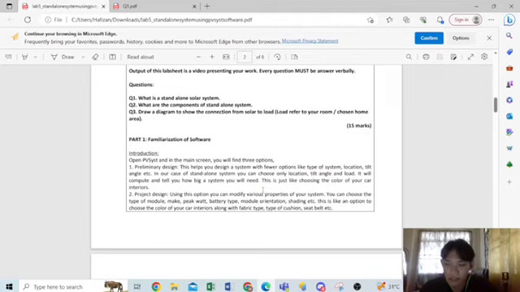Next is question 2. What are the components of the standalone system? The first component used in a standalone solar system is the solar panel. They are the primary component of the solar system. They capture sunlight and convert it into DC electricity. And then the charge controller. This device regulates the amount of current that flows from the solar panel to the battery bank. It prevents the battery from overcharging and getting damaged.